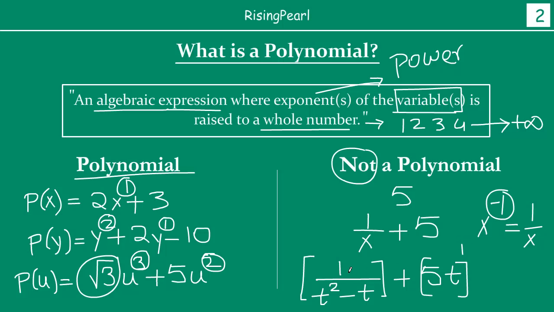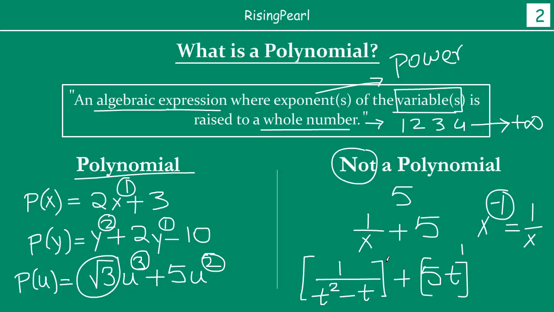But in the first term, we have t in the denominator. So again, this cannot be raised to a whole number. In this first term, the variable cannot be raised to a whole number because the entire thing is 1 divided by it, so all the variable terms are in the denominator. So this is an example of not a polynomial.